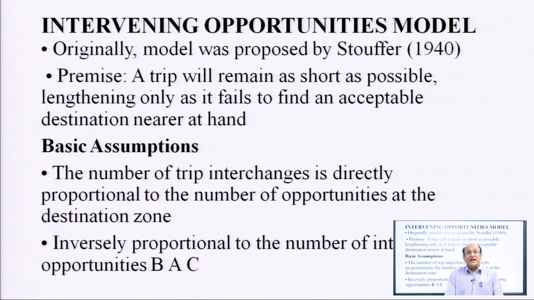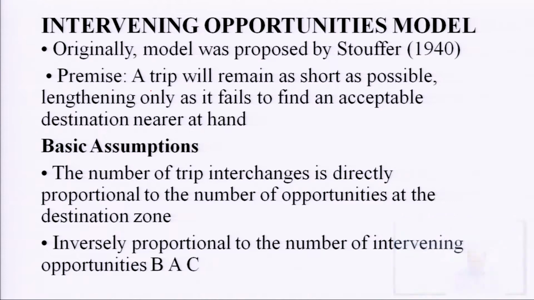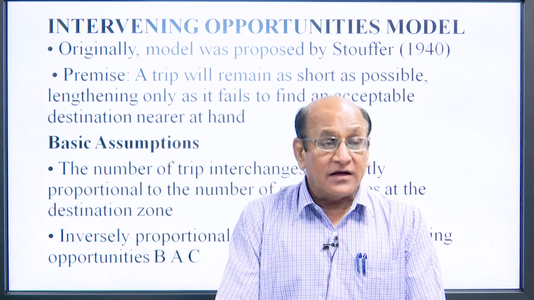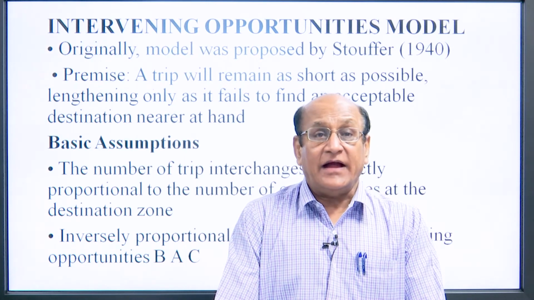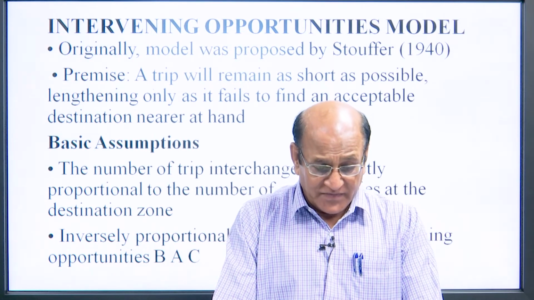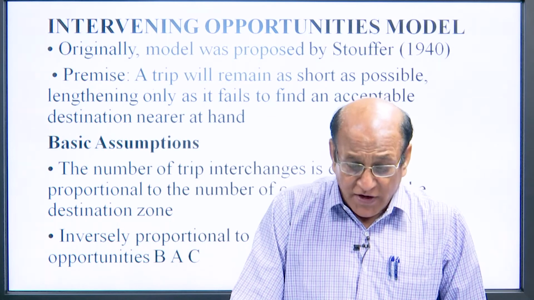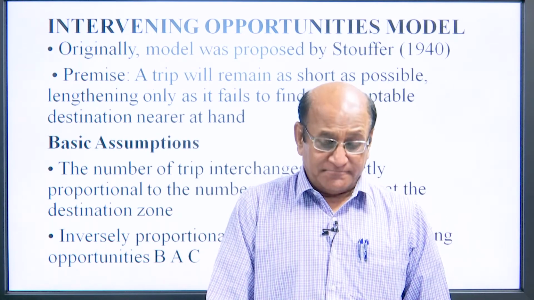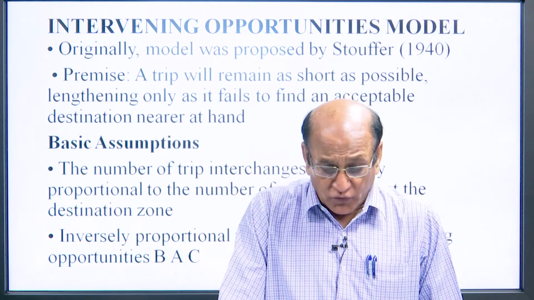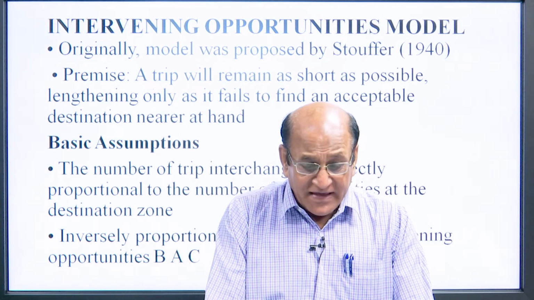Now, come to the intervening opportunity model. This is also a type of gravity model. Originally, the model was proposed by Stouffer in 1940. Premise: a trip will remain as short as possible, lengthening only as it fails to find an acceptable destination nearer at hand. The basic assumption: the number of trip interchanges is directly proportional to the number of opportunities at that destination zone and inversely proportional to the number of intervening opportunities.